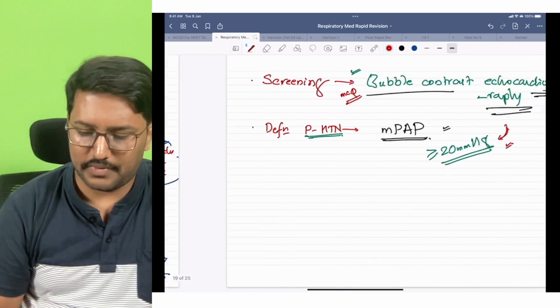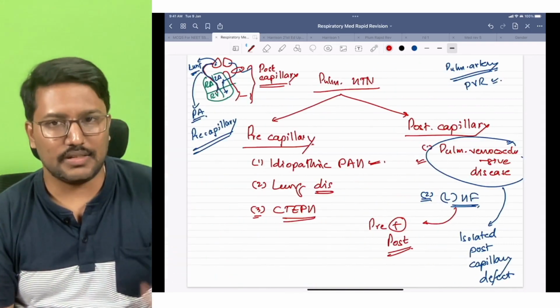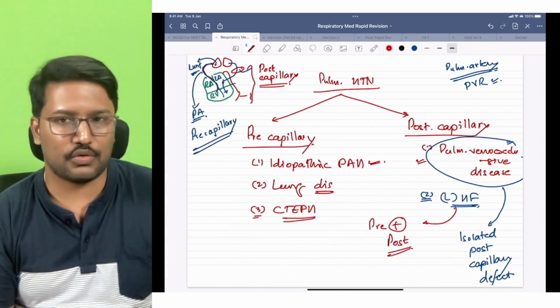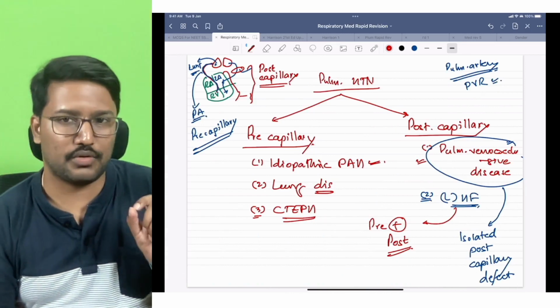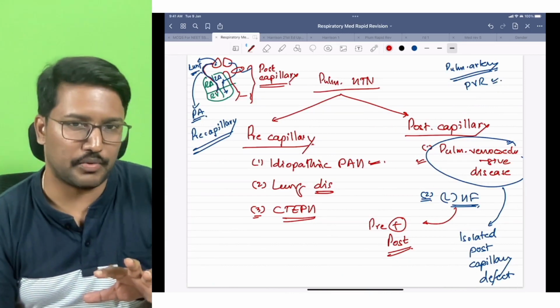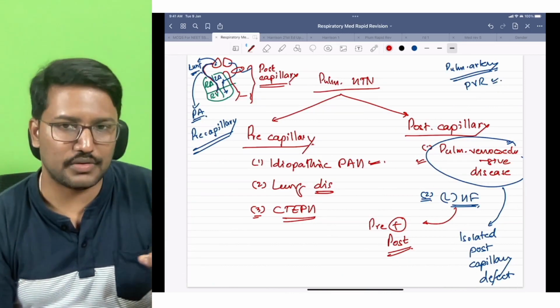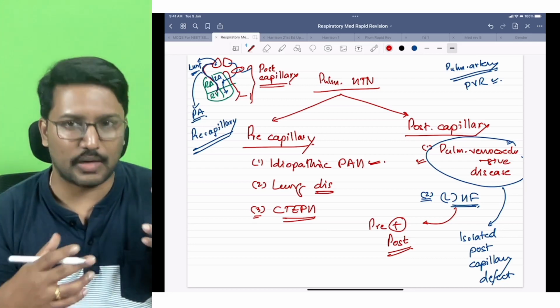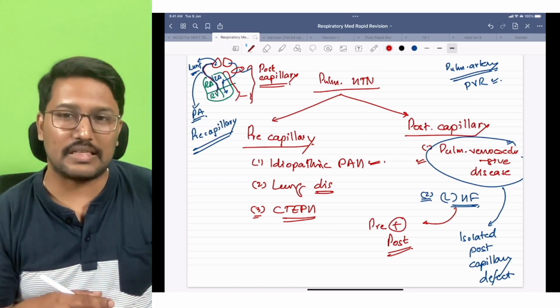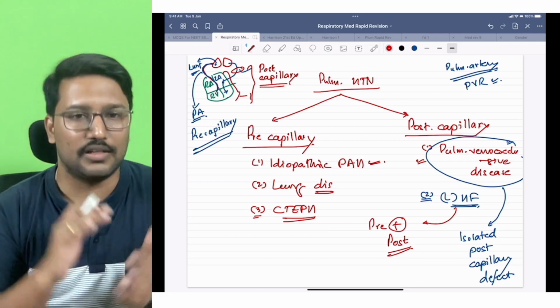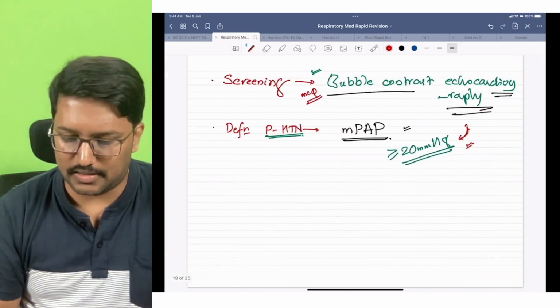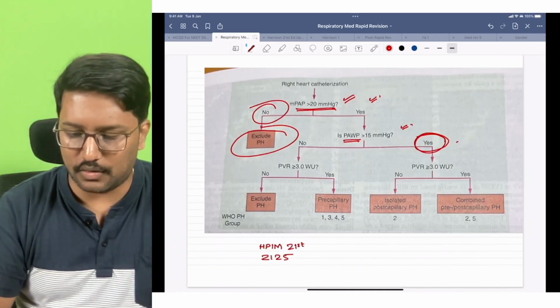If you remember from the previous algorithm, I said for post-capillary defects there are two possible causes. One is pulmonary veno-occlusive disease, where there is isolated post-capillary pathology, and the other is left heart pathology, where there is pre- as well as post-capillary involvement. So you can have pulmonary vascular resistance increase in left heart failure along with increased pulmonary artery wedge pressure. That is what this algorithm talks about.